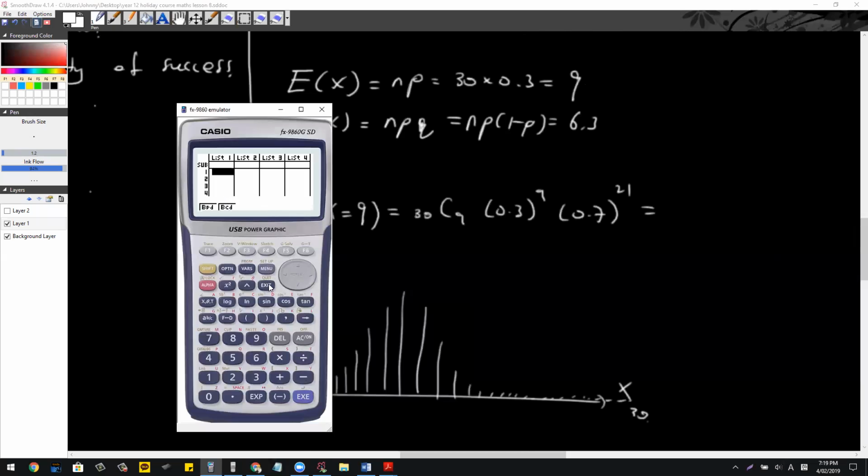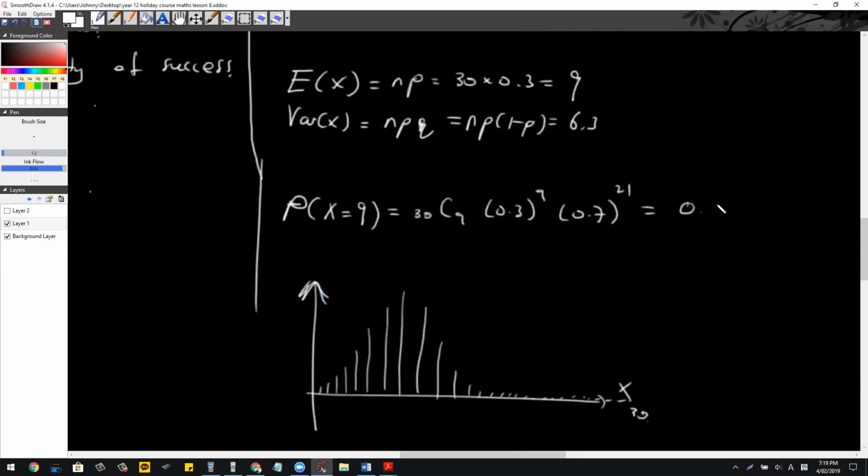Every calculator has this function called binorm. You see, I clicked on binorm there, and it's asking me PD, CD, right? BPD, BCD. If I click on PD, then I just need to type: I want 9 successes, I want 30 trials, I want probability of 0.3. And the answer is about 15.73%.